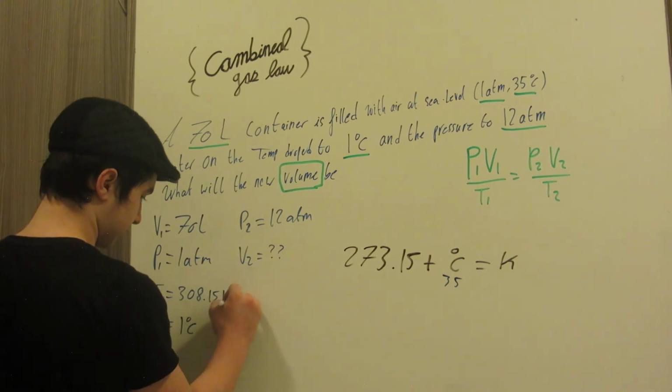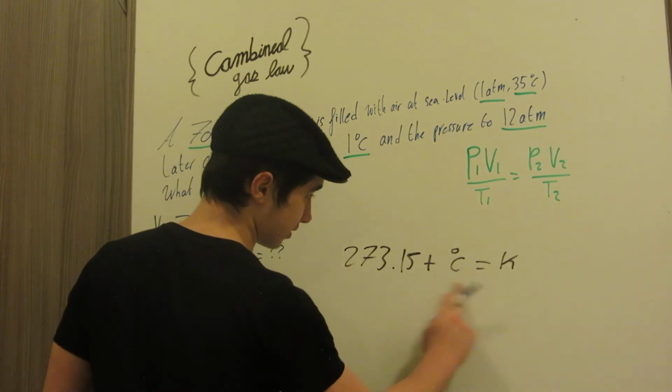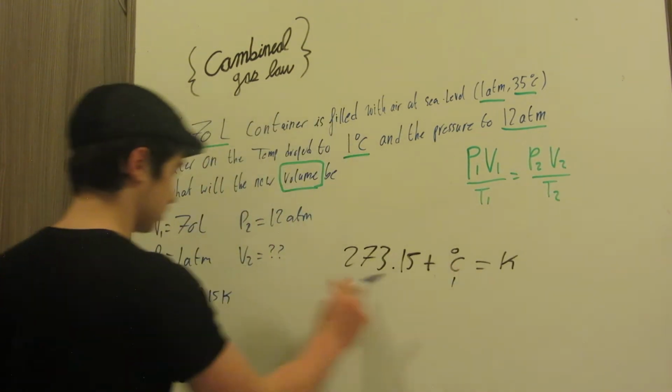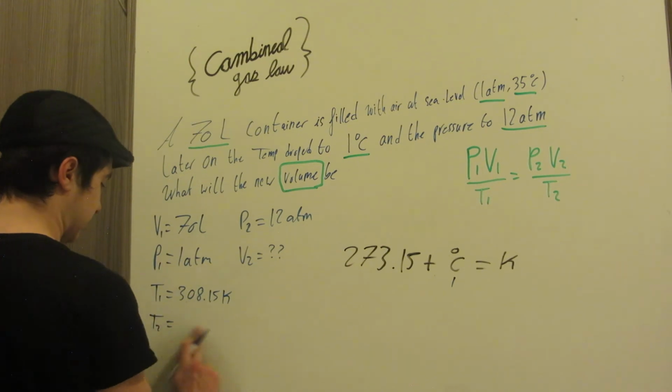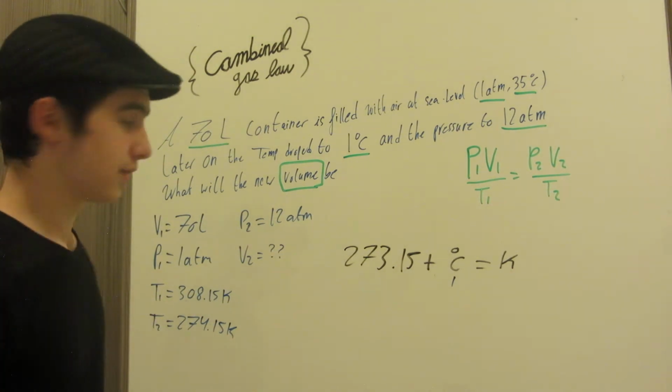308.15 Kelvin. What about 1 Celsius? Of course, we're just going to put 1 right over here, and what we are going to get is another digit, which is going to be 274.15 Kelvin. Alright, great, we got the givens.